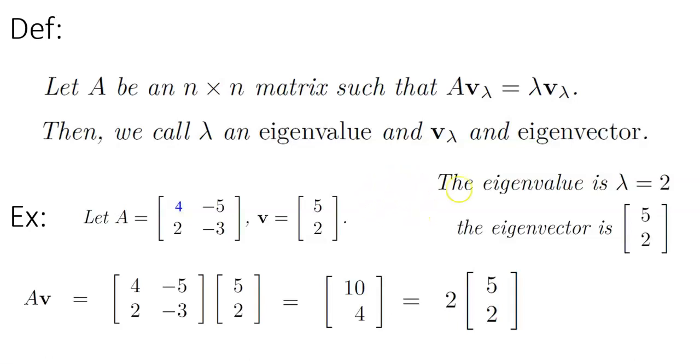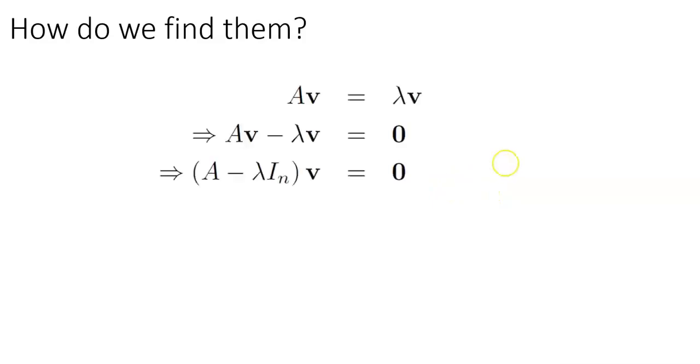Okay, so let's see how to actually find one of these. What we're solving for is when AV is equal to lambda V. So bringing this over, I get AV minus lambda V. I'm going to pull out the V. But notice if I pull out the V and leave just the lambda, that doesn't make sense. You can't say a matrix minus a number. So we have the identity matrix in there as a placeholder.